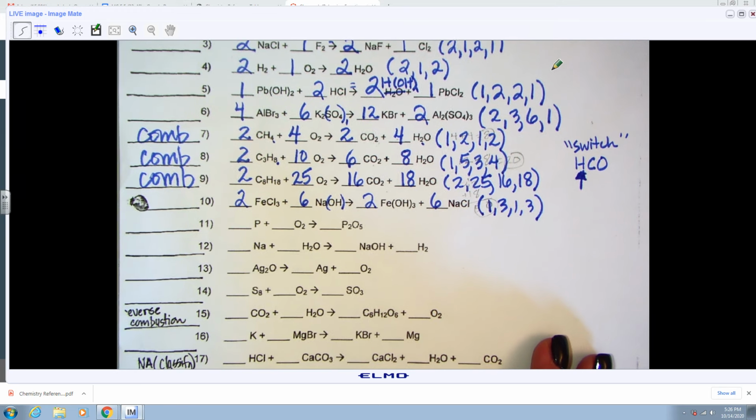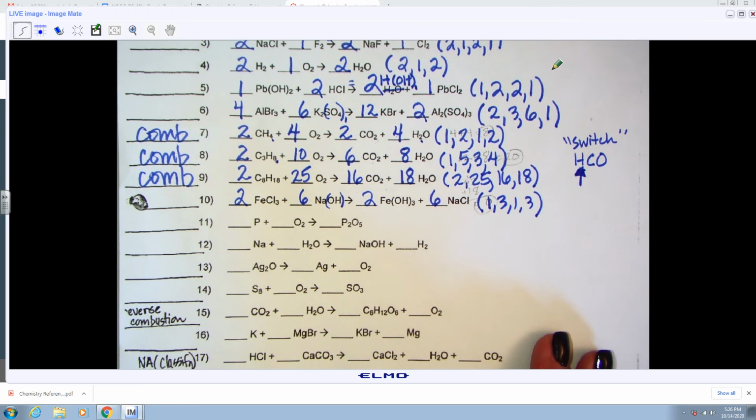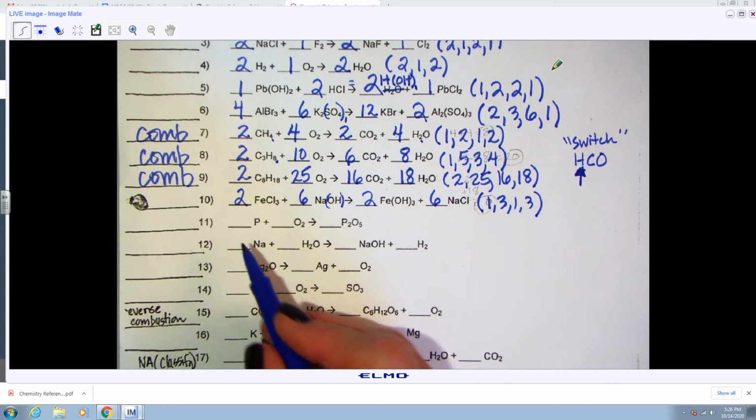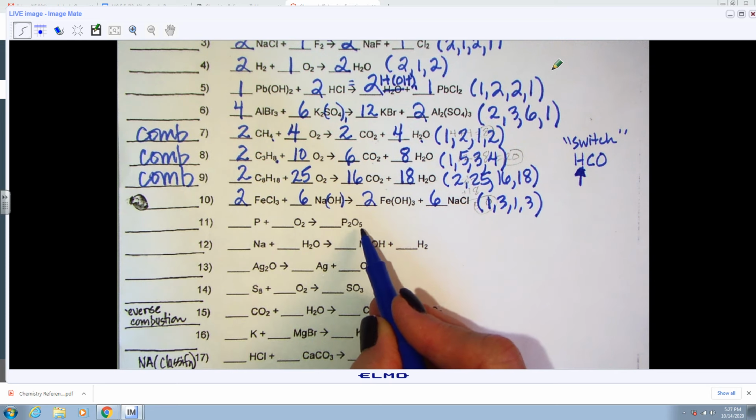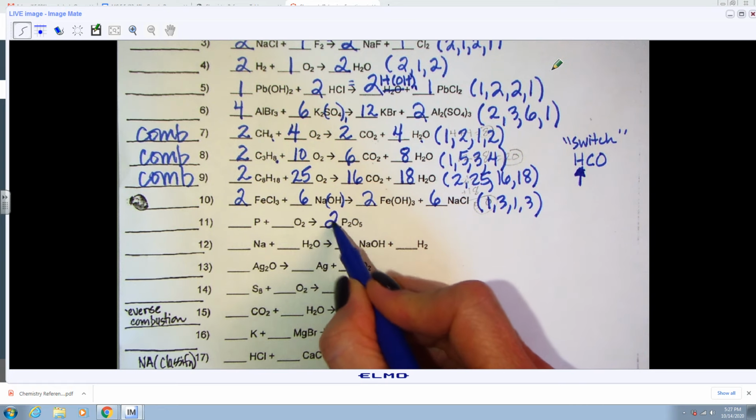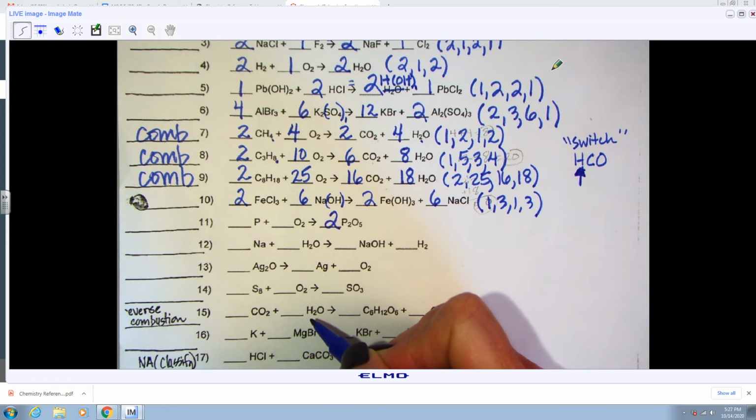I'm going to do one more with you, and then we'll finish the others next class for some guided practice. For number 11, there is a 5. That's an odd number, so I'm going to start with the 5. So let's try the strategy. If it's odd, multiply it by 2 to make it an easier number to work with. So we're going to put a 2 as the coefficient in front of the P2O5.